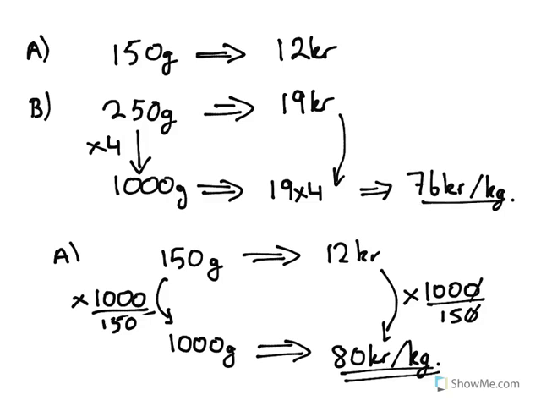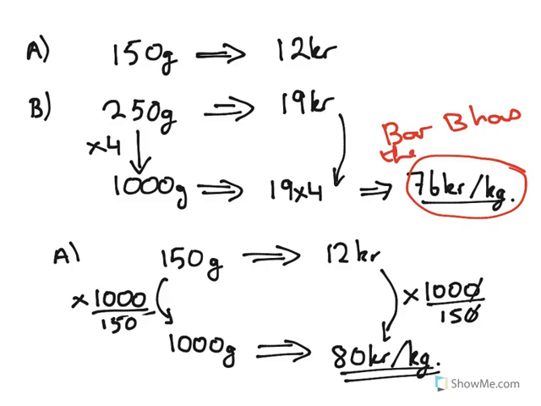So it's important that you don't forget to answer the question, which one has the lowest kilo price? Our answer is bar B has the lowest kilo price at 76 kronas per kilo. So don't do all the working out and then forget to answer the question. It's 4 kronas per kilo cheaper than bar A.